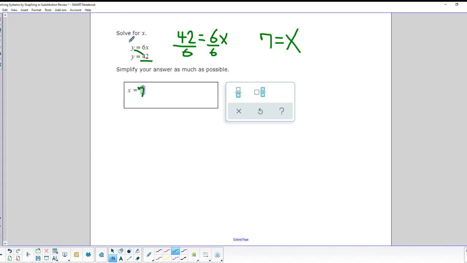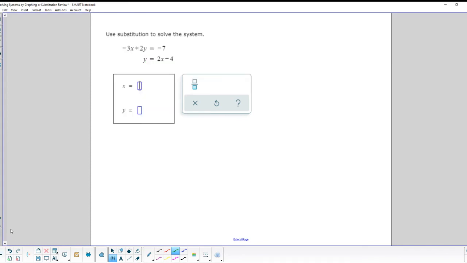Now, in some of these problems that you encounter, you may actually have y equals x minus 6 or something like that. So it may not always be a multiplication. There could be an addition or subtraction. Just make sure that when you substitute the number from one equation into the other, that you put it in the right place. All right.